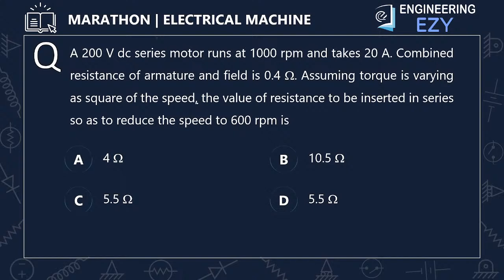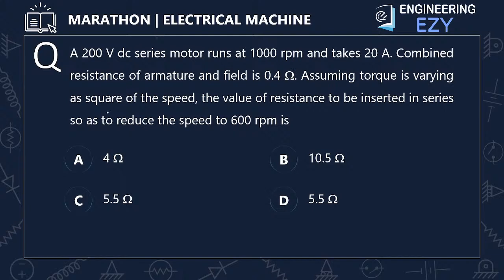This question is related to the DC series motor. A 200 volt DC series motor runs at 1000 RPM and takes 20 ampere. Armature current is 20 ampere, N is 1000 RPM. The combined resistance of armature and field, Rsc plus Ra, the series field resistance plus armature resistance, sum is 0.4 ohm.